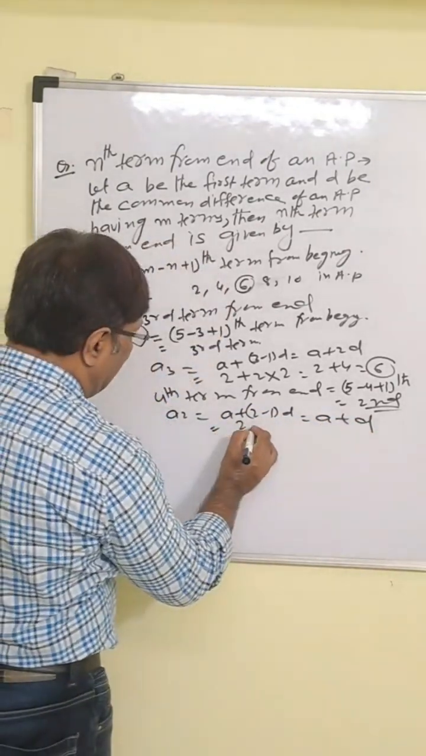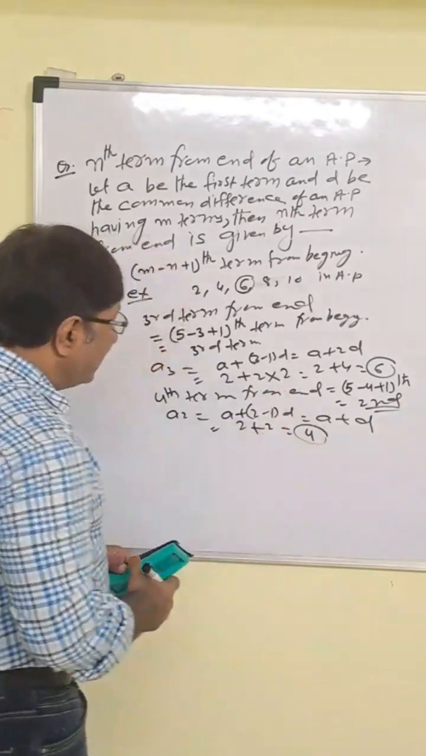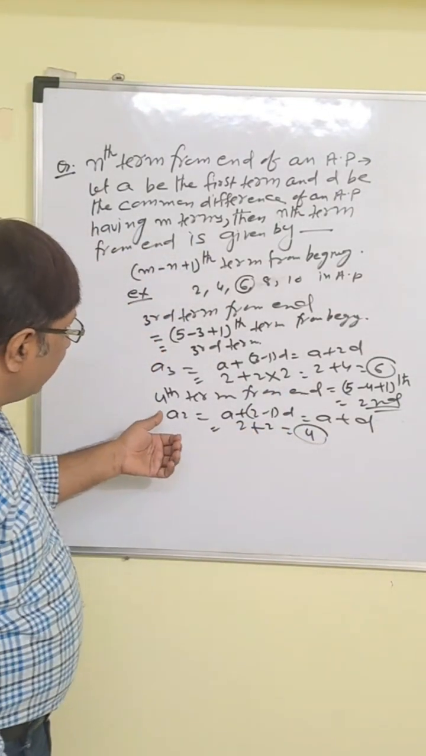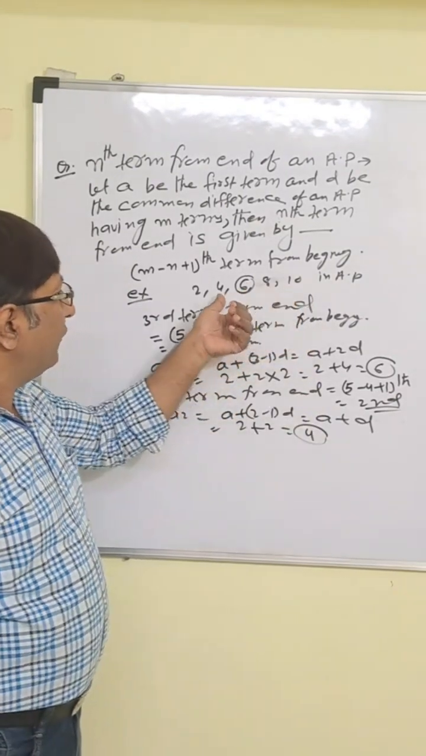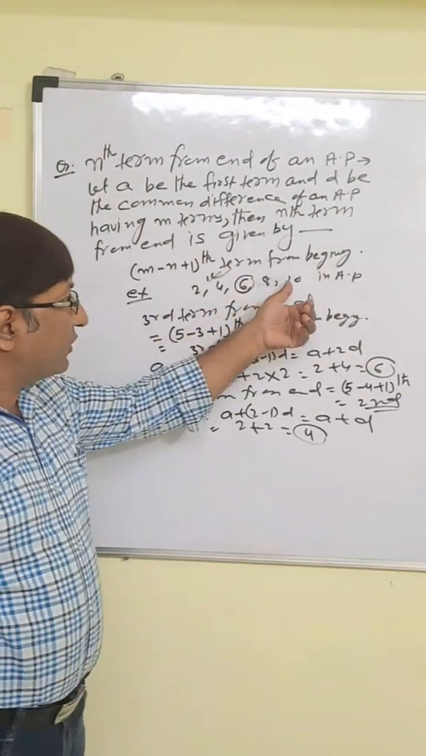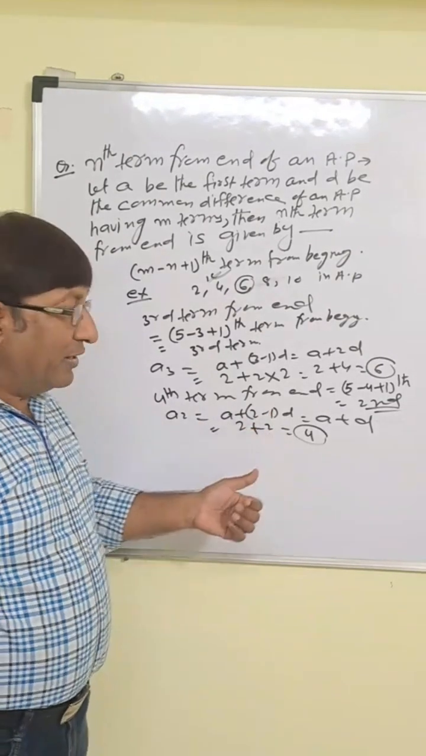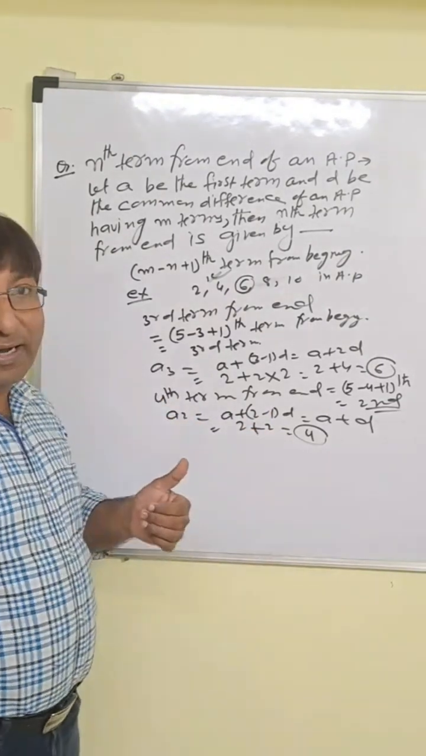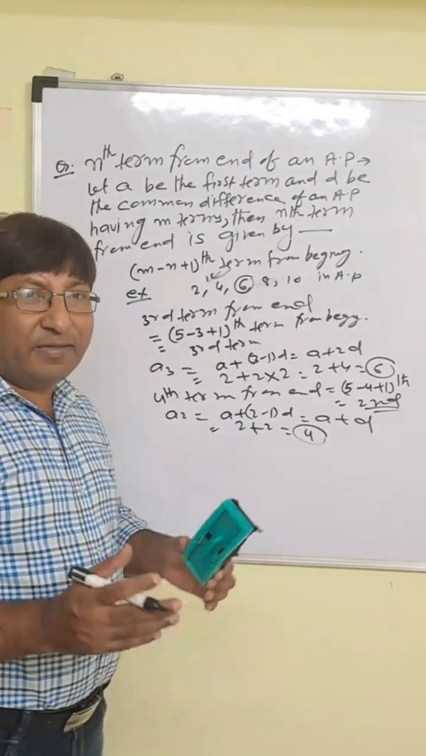So A is 2 and D is 2. So that is 4. You can see, the fourth term from the end is, counting 1, 2, 3, 4, the number 4. That is, the fourth term from the end is the second term from the starting. So we know the starting formula, A plus n minus 1 into D. So A2 is 4. This is our correct answer.